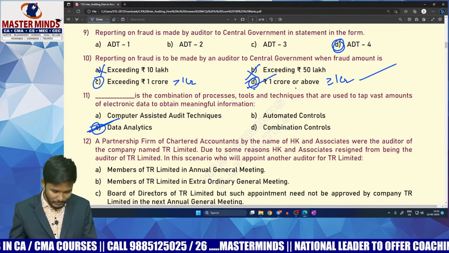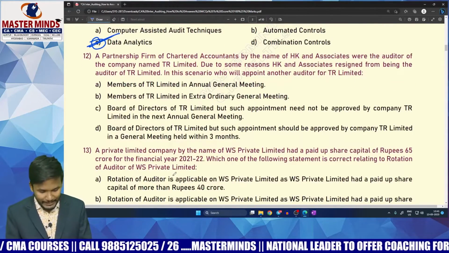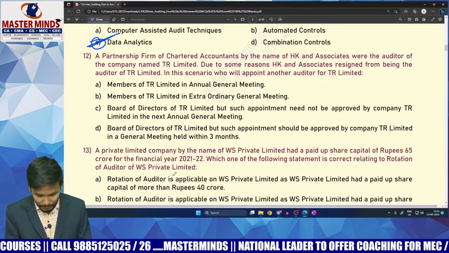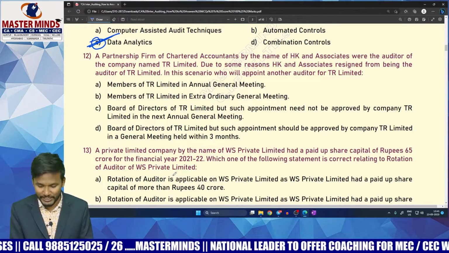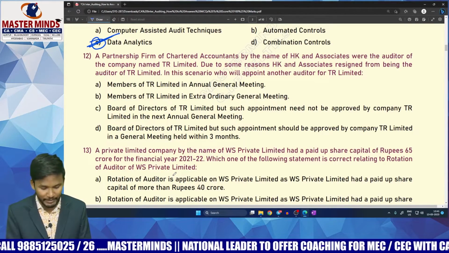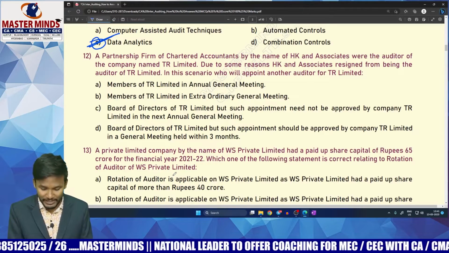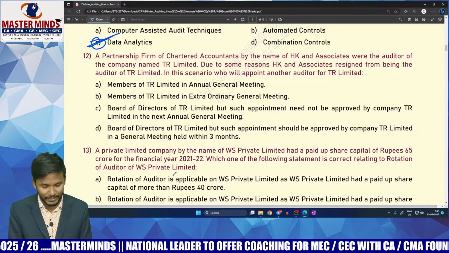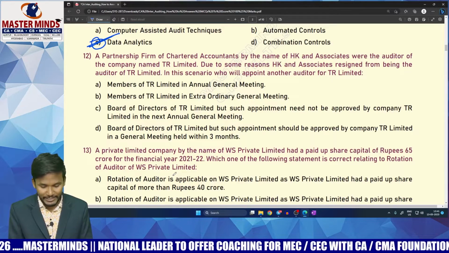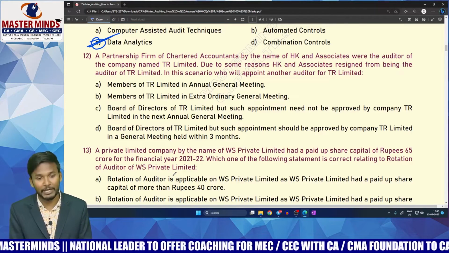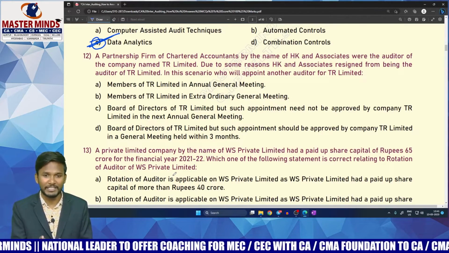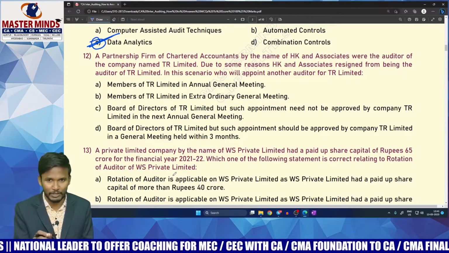Next, a partnership firm of chartered accountants by the name of HK and Associates were the auditors of the company named TR Limited. Due to some reasons, HK and Associates resigned from being the auditor of TR Limited. In this scenario, who will appoint another auditor of TR Limited? So they are talking about a resignation case.